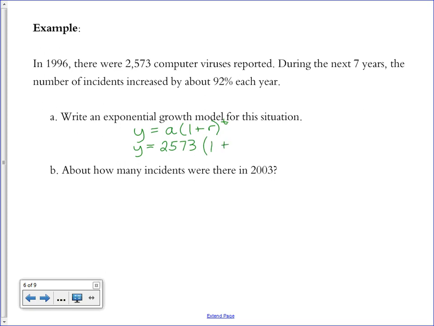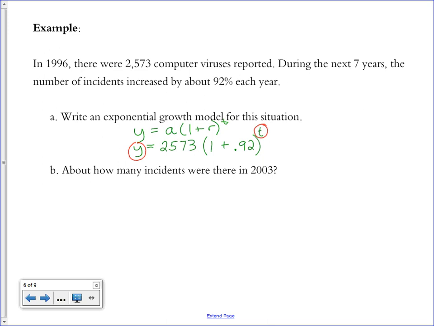Our rate is a percent expressed as a decimal, so 0.92 or 92 hundredths. And time, we also leave as a variable. So you should have 2 variables, right? We want this variable here and this variable here so that it's in function notation, right? In a function, you need an input and you need an output. So our input would be time, our output would be this y.